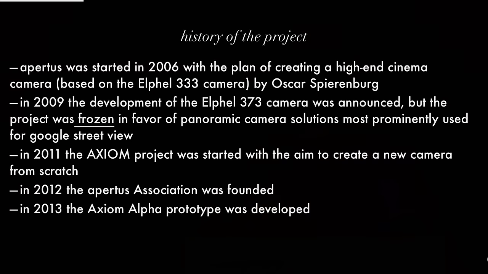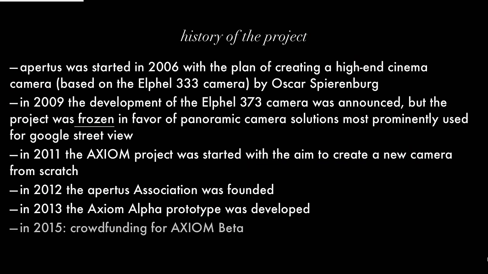So this association, the Apertus association, was founded in 2012, and in 2013 the first prototype was developed, which I will show you briefly. And in 2015 we started a crowdfunding for the AXIOM Beta, where the idea was to pool together with other people who are interested in camera development to get the hardware cheaper, but also to start developing. This is actually the state where we are right now. And also in 2015 we started the development of another camera, the AXIOM Gamma, which I will also briefly introduce.